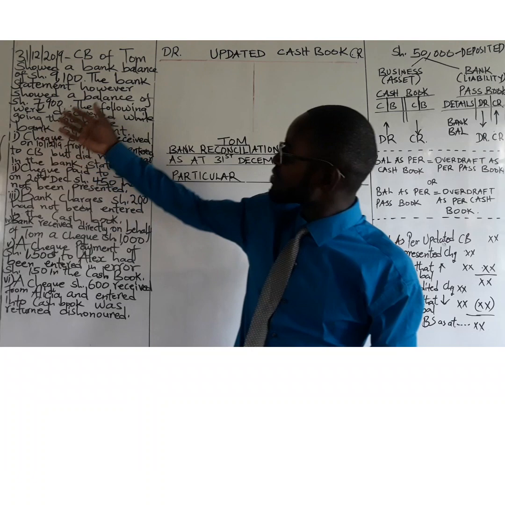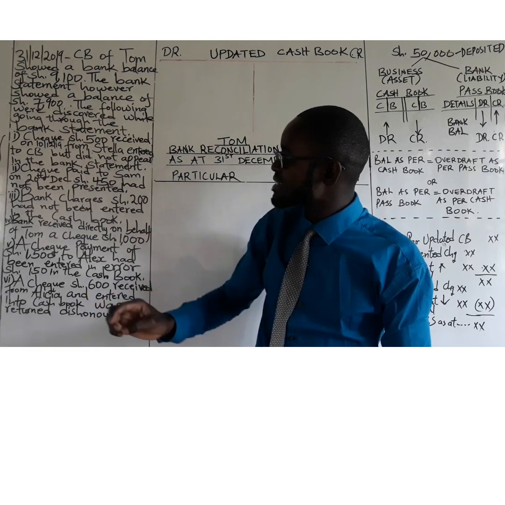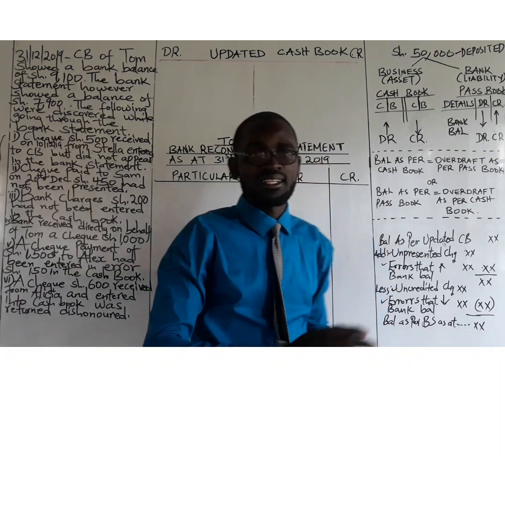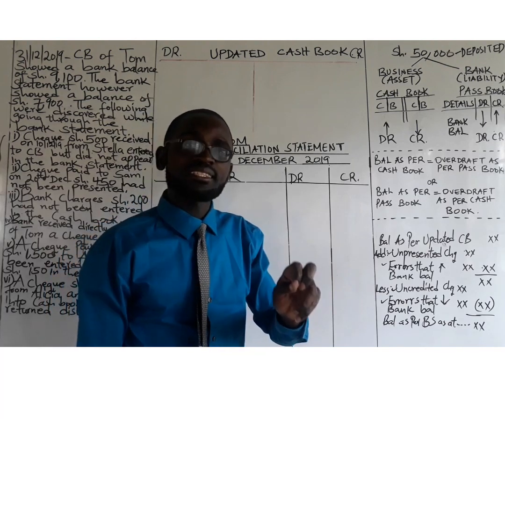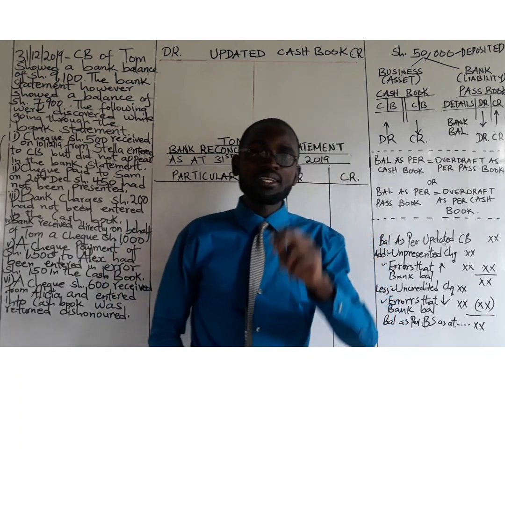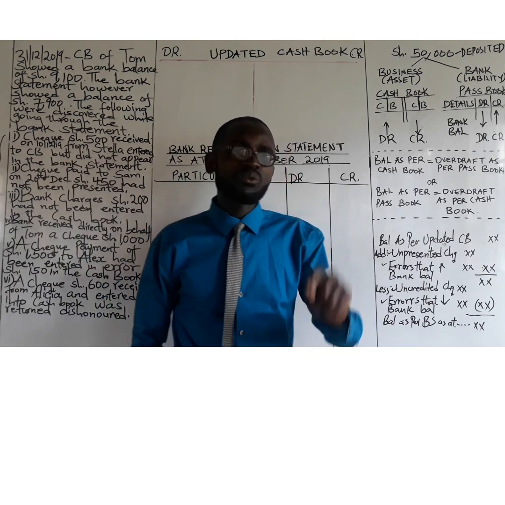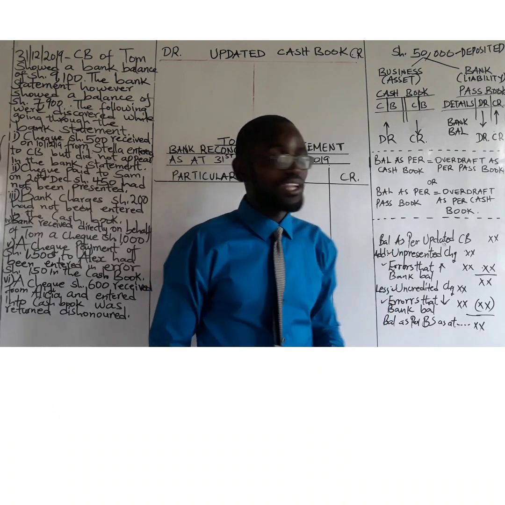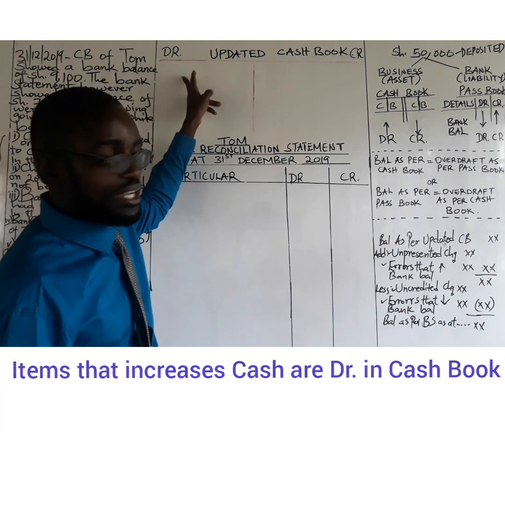Now, because of the two differences in the balances, we are going to see how to reconcile the bank statement. And we normally start reconciling by updating the cash book. So, how do we update the cash book? We are simply going to identify those items or those amounts which were supposed to be in the cash book but were not entered. And of course, we are going to debit them.